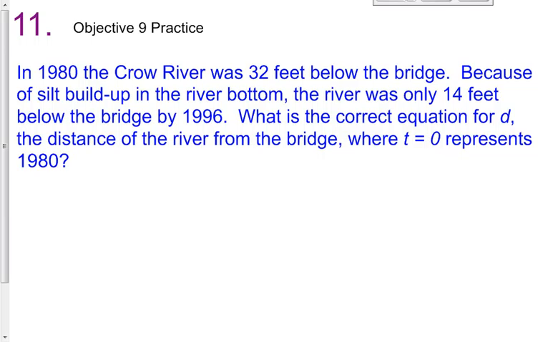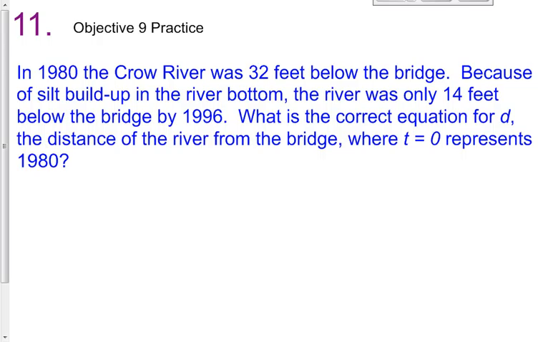But here's what we got. In 1980, the Crow River was 32 feet below the bridge. And then over time, there comes to be this silt built up on the bottom. So because there's more of that silt and rocks that gets built up, the distance between the bridge and the water becomes less, as it's only 14 feet in 1996. So what is the correct equation for D, the distance of the river from the bridge, where t equals 0 represents 1980? And as you can see, this is objective number 9 practice.